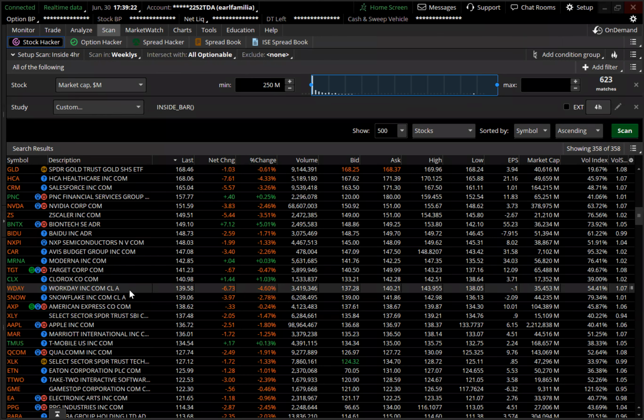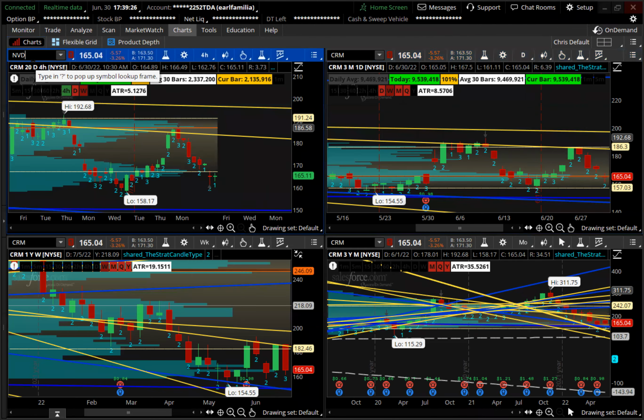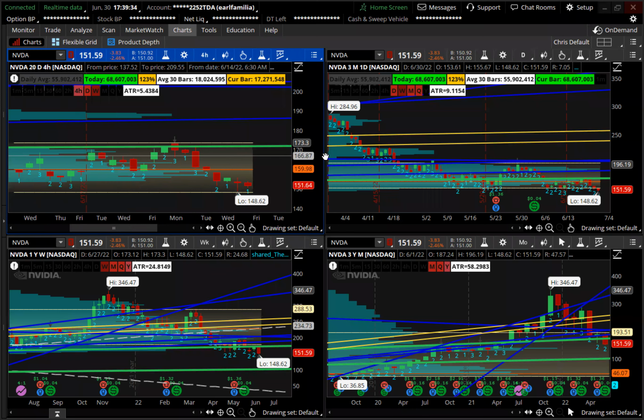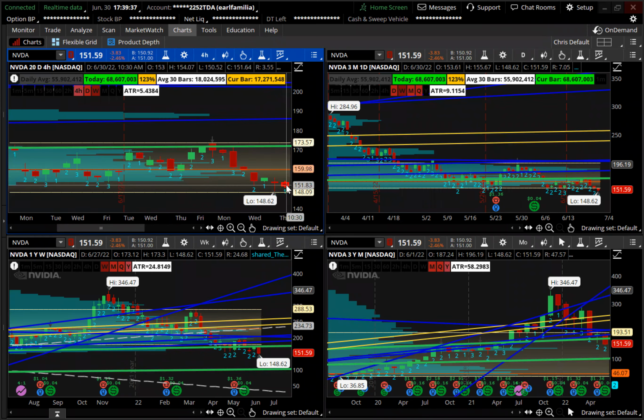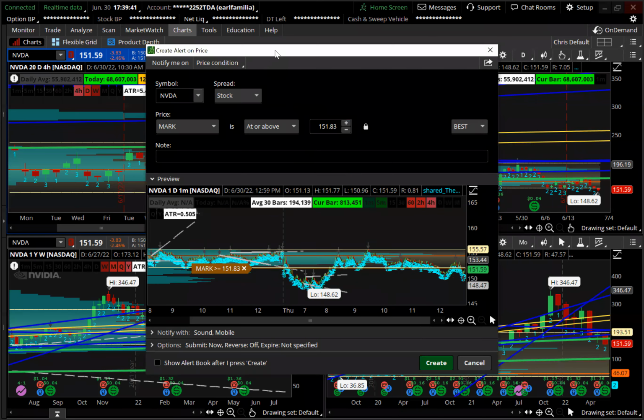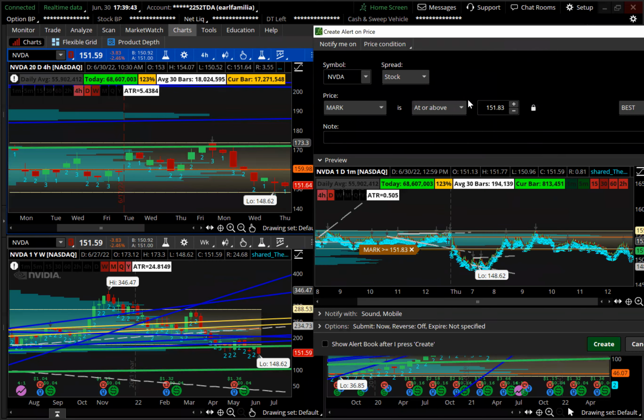We got Nvidia, Moderna, Target. We got the reversal to the downside on the week on Moderna. Got the inside 4 hour, 2 down on the day. I'm going down. All right, so what is this? 212, 150, 52.